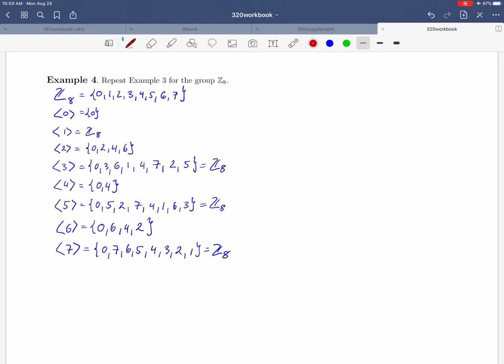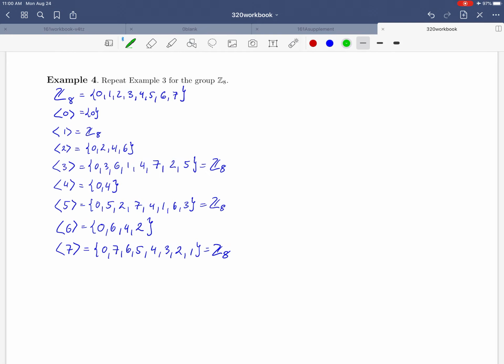Okay, I hope you had a chance to work through example 4, and you can check your answers with my answers, at least for all the subgroups of the 8 generated by 0, 1, 2, 3, 4, 5, 6, and 7. So I wrote them all down. And so now we can see if we can generalize something again.